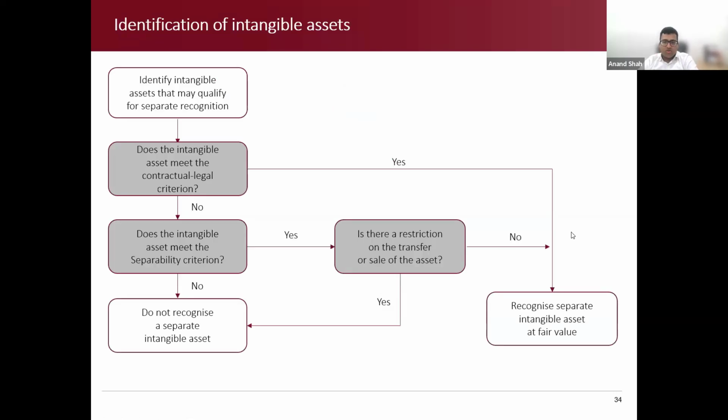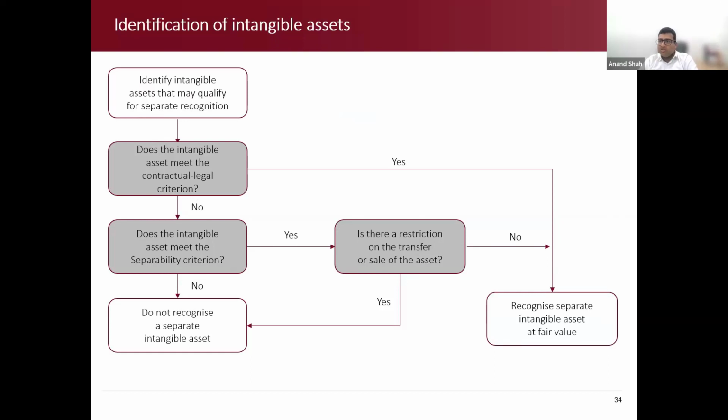You can use this flowchart to identify whether a particular asset can be identified and valued. Does it meet the contractual criteria? If it's yes, recognize a separate intangible asset. If it's no, check whether it's separable. If it's yes, you need to do one more check. While it can be separately sold or rented or shared, is there a restriction on the transfer of assets?